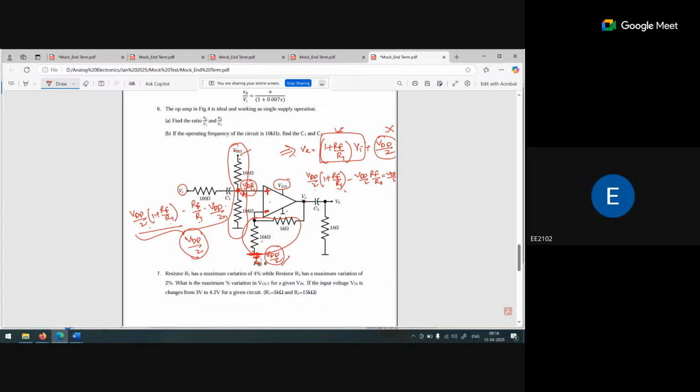So that is the single supply operation we can do. If we connect a VDD by 2 at the positive terminal, VDD by 2 at the negative terminal, and VDD by 2 at the supply, we have converted to a single supply operation. So what we get as the output is nothing but a simple 1 plus RF by R1 into VI. No change in that one.